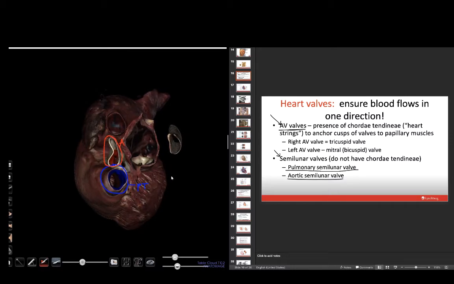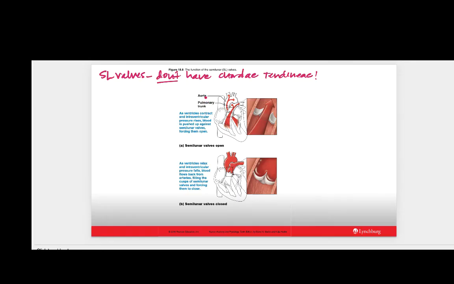Okay? One of the things to notice about these valves is that they do not have chordae tendineae, and this is really important. Atrioventricular valves do have chordae tendineae. Semilunar valves do not. Not the way that they're arranged, but they still prevent blood flow from going backwards.